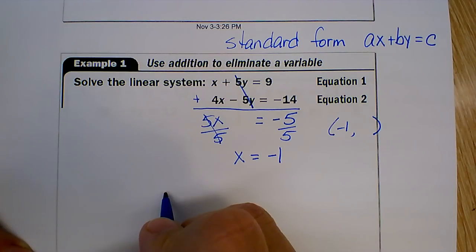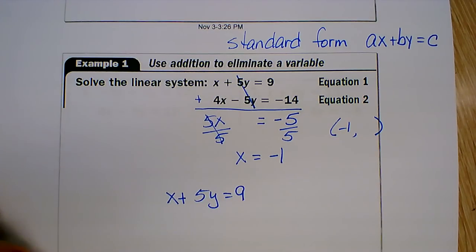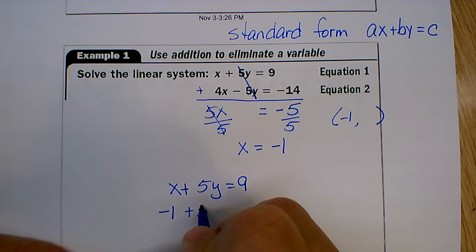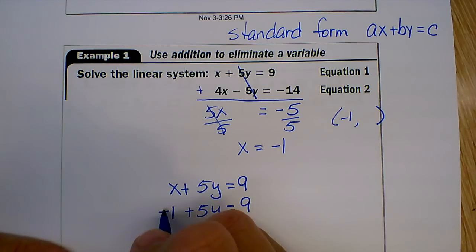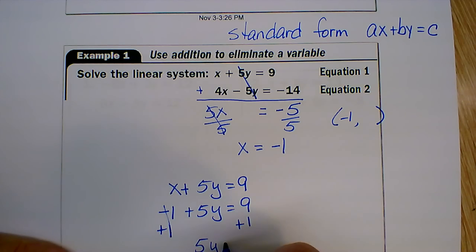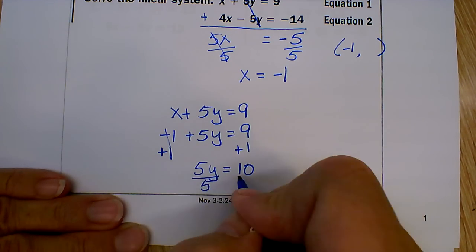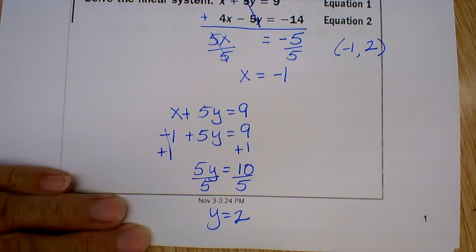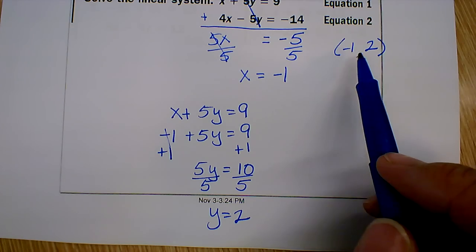So I'm going to pick equation 1. x plus 5y equals 9. I know my x value is negative 1, so I substitute that in for x. Negative 1 plus 5y equals 9. To get the 5y by itself, I have to add 1 to both sides. So I've got 5y equals 10. And to solve for y, I divide both sides by 5, which gives me y equals 2. So now I know the y coordinate of my solution. So my solution is negative 1, 2.